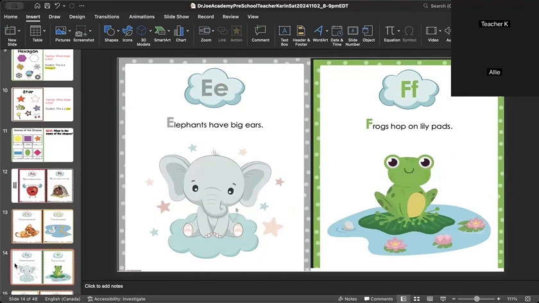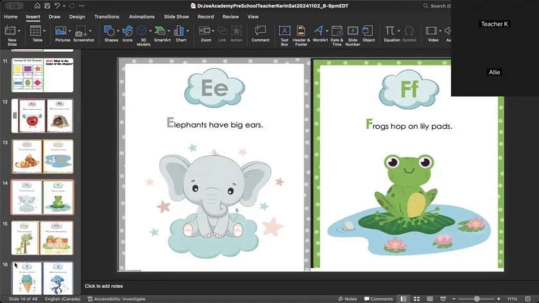Elephants have big ears. Frogs hop on lily pads. Perfect. Any questions? My classmate's name is Lily. Oh, your classmate's name is Lily? Yes. This is called a lily pad. The things that the frog hops on are lily pads. That's what they're called.